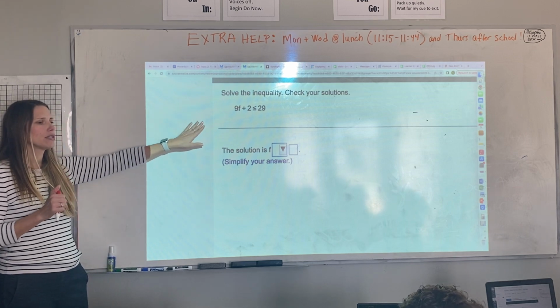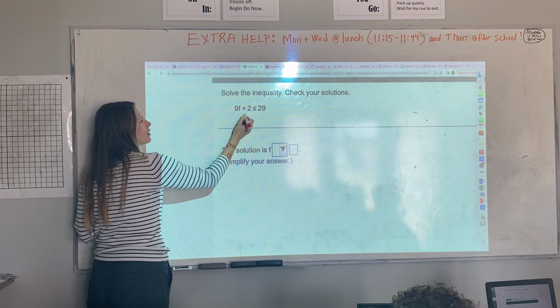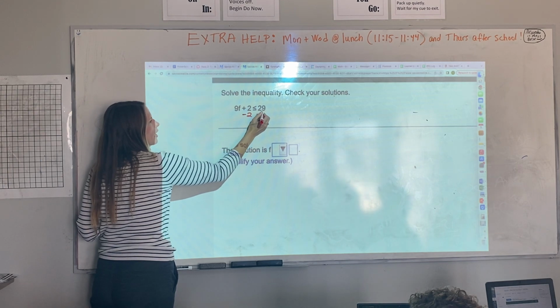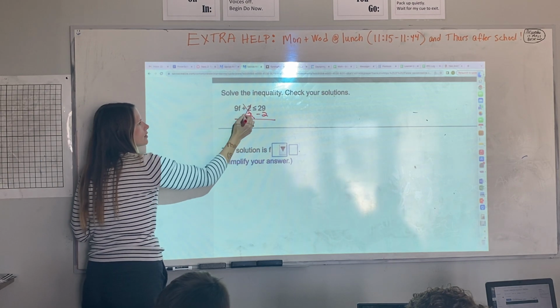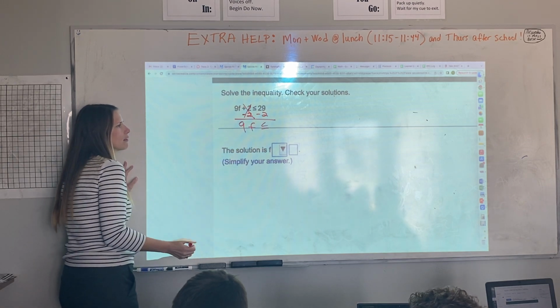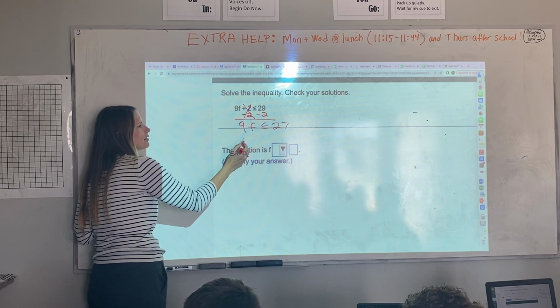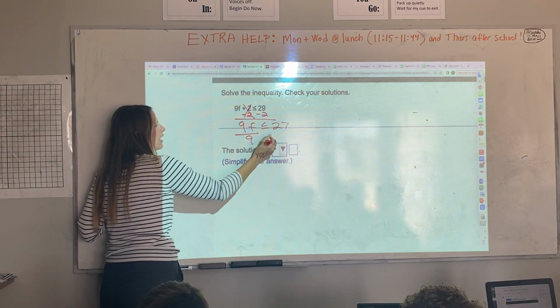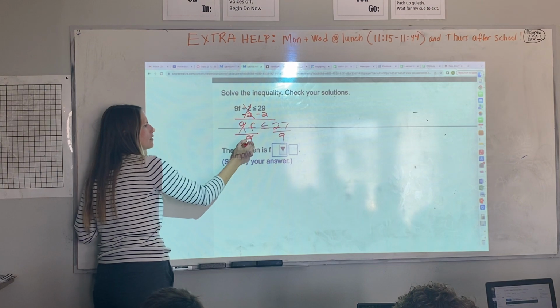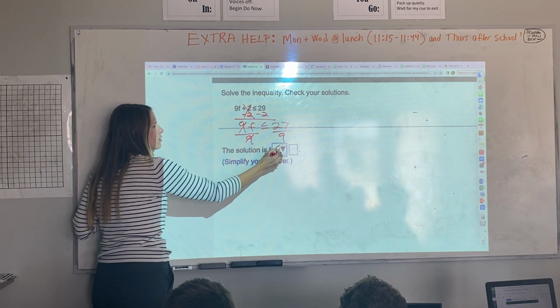Yes, you want to do this? Yeah. Vincent's going to do this one for me. What do we do? Alright, so we subtract 2 on both sides. So we have 9f is less than or equal to 27. Then we divide by 9. And so f is greater than or equal to 3.